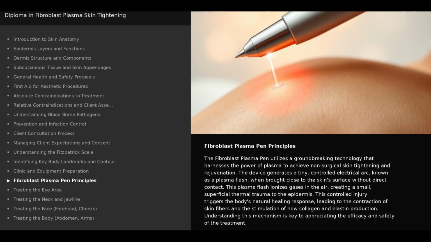The device generates a tiny, controlled electrical arc, known as a plasma flash, when brought close to the skin's surface without direct contact. This plasma flash ionizes gases in the air, creating a small, superficial thermal trauma to the epidermis. This controlled injury triggers the body's natural healing response, leading to the contraction of skin fibers and the stimulation of new collagen and elastin production.